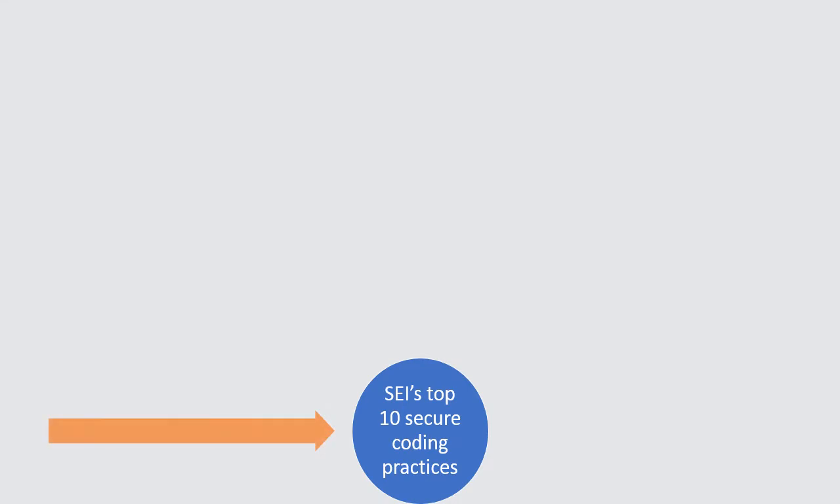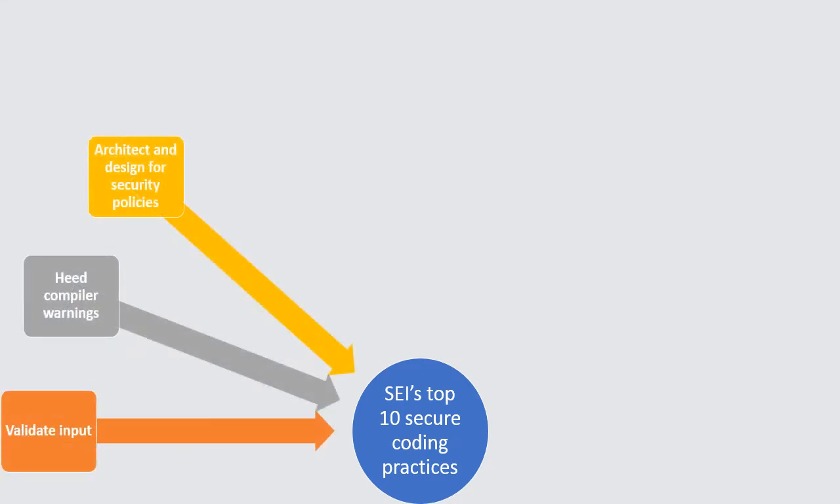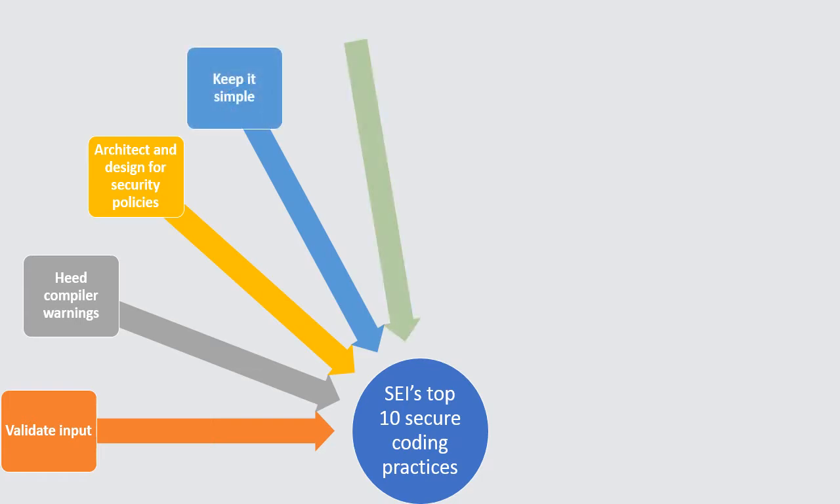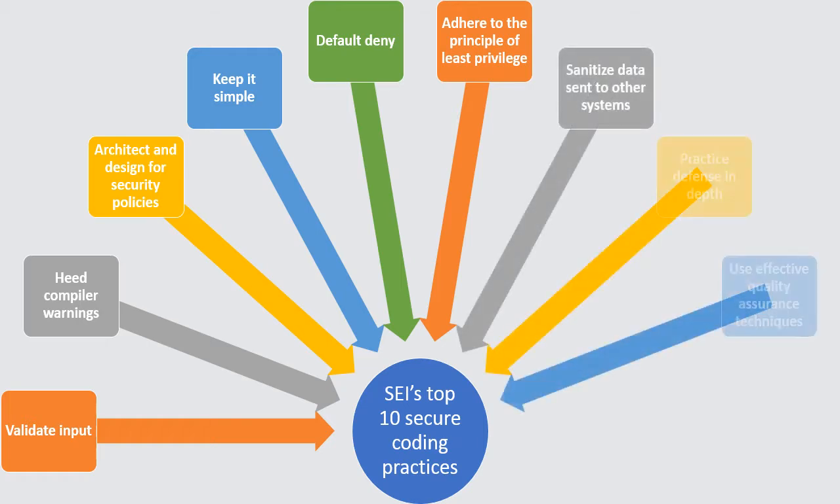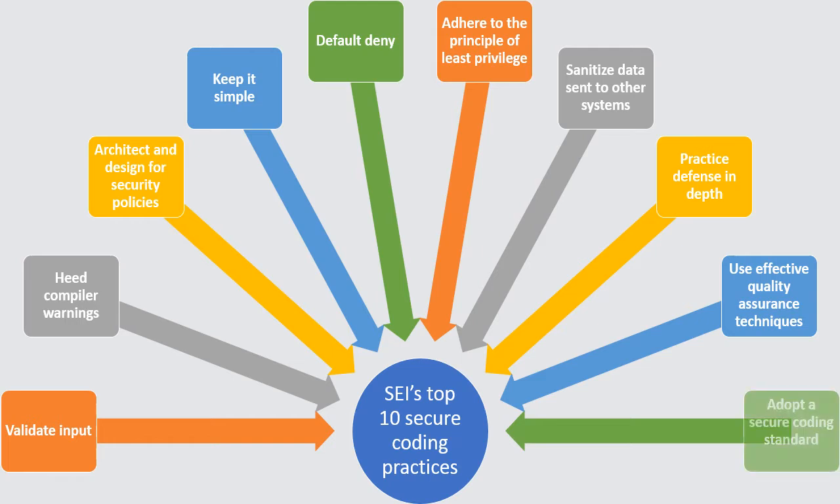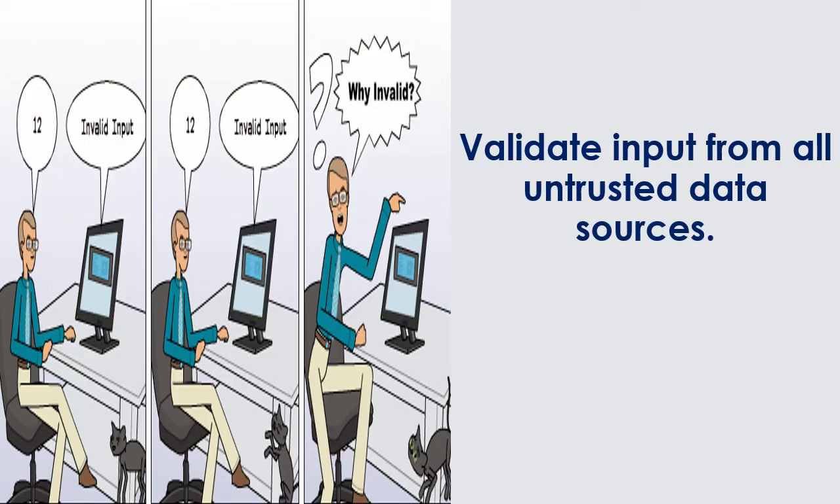CISSP's top 10 secure coding practices are: validate input, heed compiler warnings, architect and design for security policies, keep it simple, default deny, adhere to the principle of least privilege, sanitize data sent to other systems, practice defense in depth, use effective quality assurance techniques, adopt a secure coding standard, validate input from all untrusted data sources.